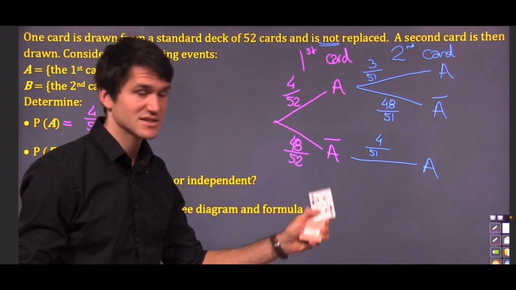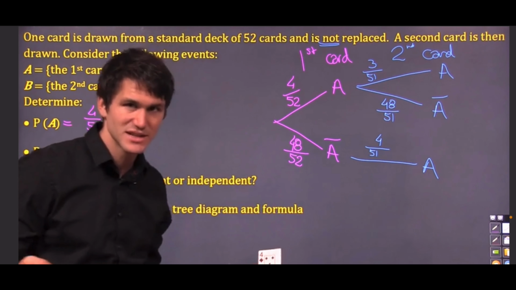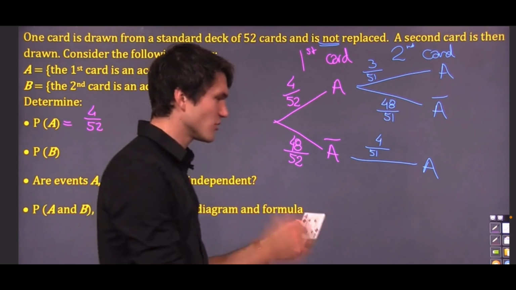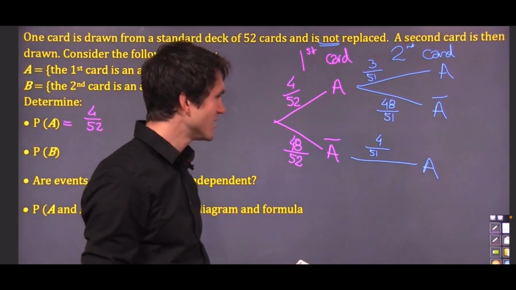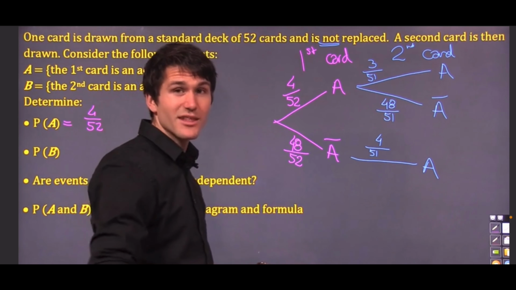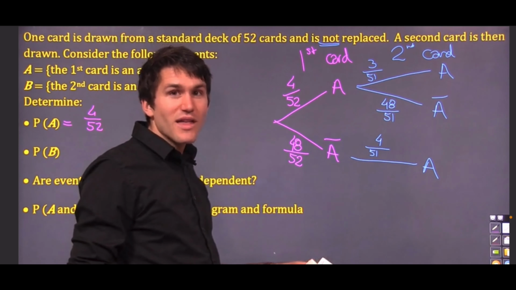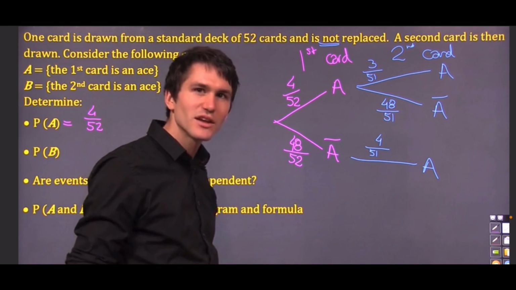Slightly better chance of getting an ace considering I didn't draw an ace, which makes sense, right? If you keep drawing cards and they're not aces, you're going to keep getting more likelihood of getting an ace. Say I draw 30 cards and none of them are aces. Well, at that point, my next chance of getting an ace is 4 over 22. It's a bit better chance.